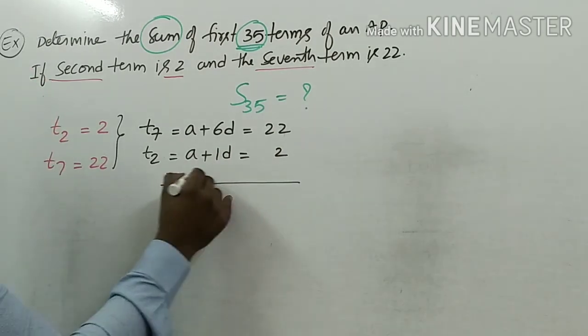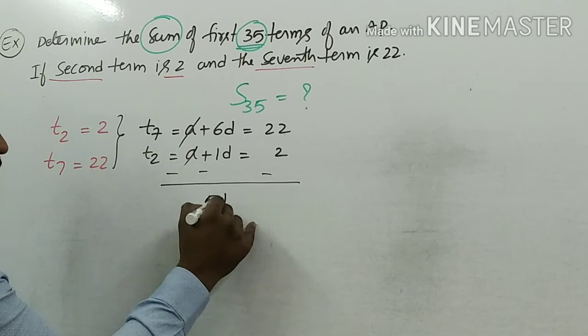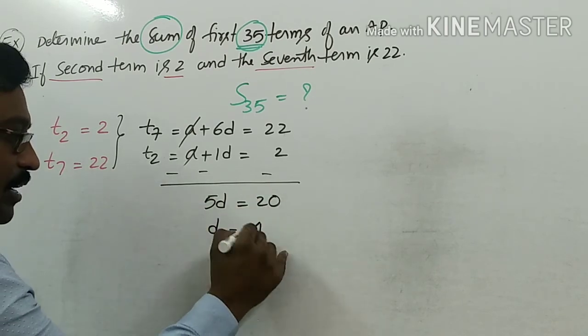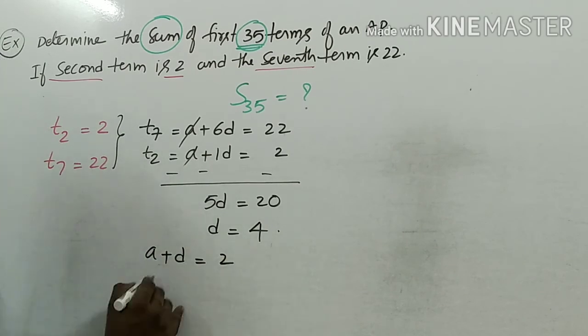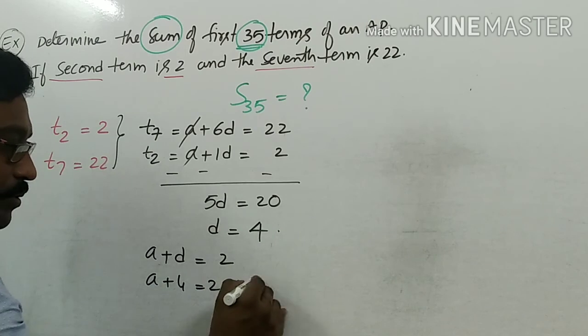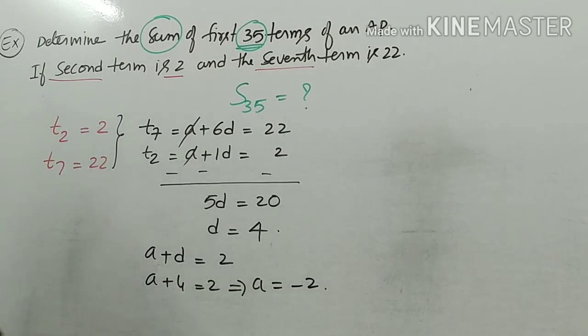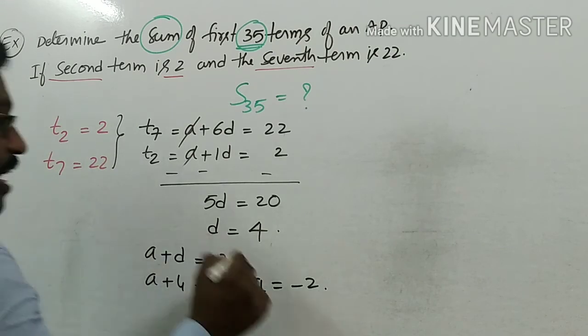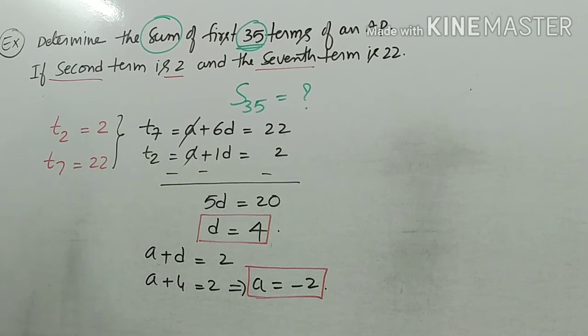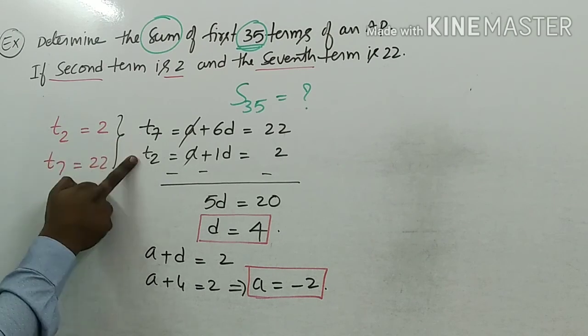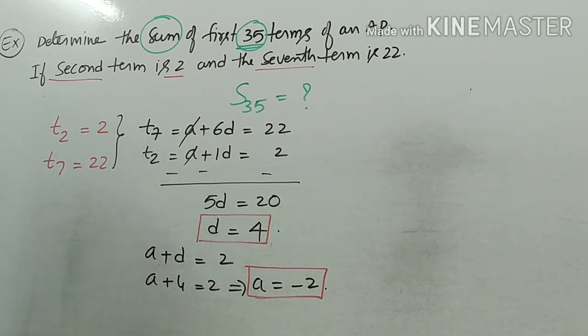If I subtract both, 5d is equal to 20, d is equal to 4. I am substituting in the first equation, a plus d is equal to 2, a plus 4 is equal to 2, that implies a is equal to minus 2. Now I got the a value and the d value also. Here in this question he did not give the a value and d value directly. What is given? T2 and T7. By using these two, I solved by the elimination method and I got the values of a and d.